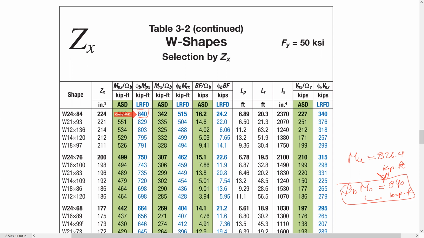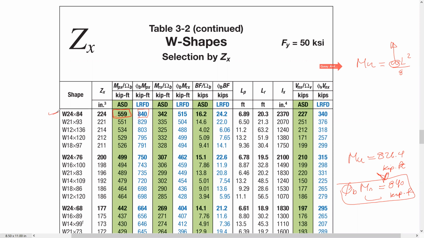And if we do the same for the ASD method, we will use the same maximum formula for Mu, but here Mu is going to be w l squared over 8, using the service load. If you do that, you will get Zx, and you will see that it's going to be something less than the required one, so this is going to work. So by this we checked the selected beam for the flexure strength.